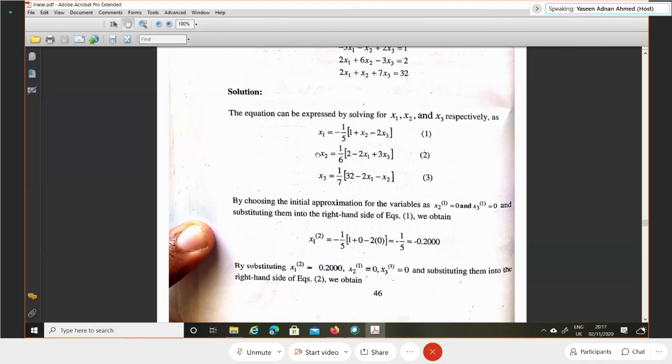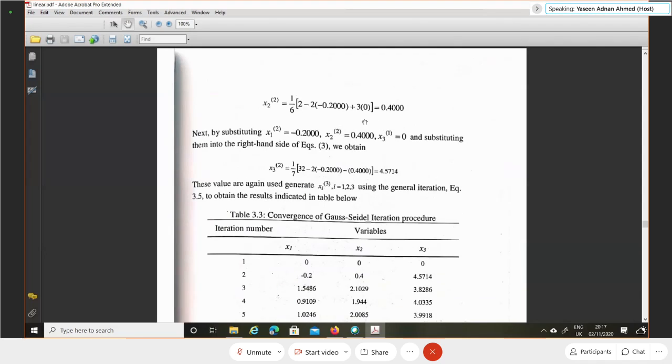In this case, x2 will be 1 over 6, 2 minus 2 multiplied by x1. That x1 will be minus 0.2 plus x3. You don't have the x3, so the latest available x3 is actually 0. So you just consider the 0 here.